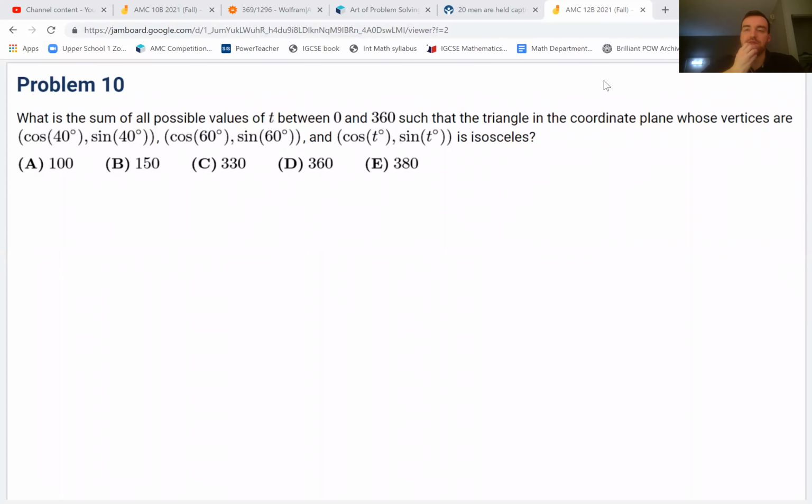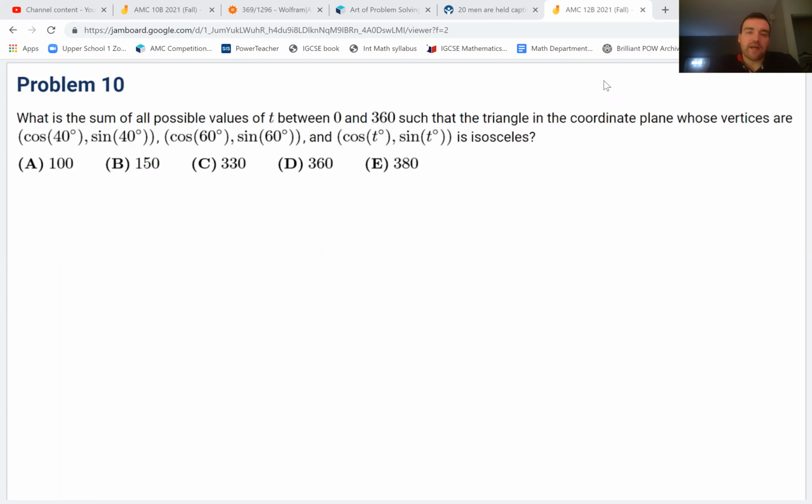Okay, so in this video, I'm going to go over AMC 12B 2021 Fall, problem 10. This problem is actually pretty easy. It's almost entirely based on symmetry, so it's really not that bad. You might look at it and think, oh my God, I have to use the distance formula, but I strongly suggest that you do not use the distance formula.